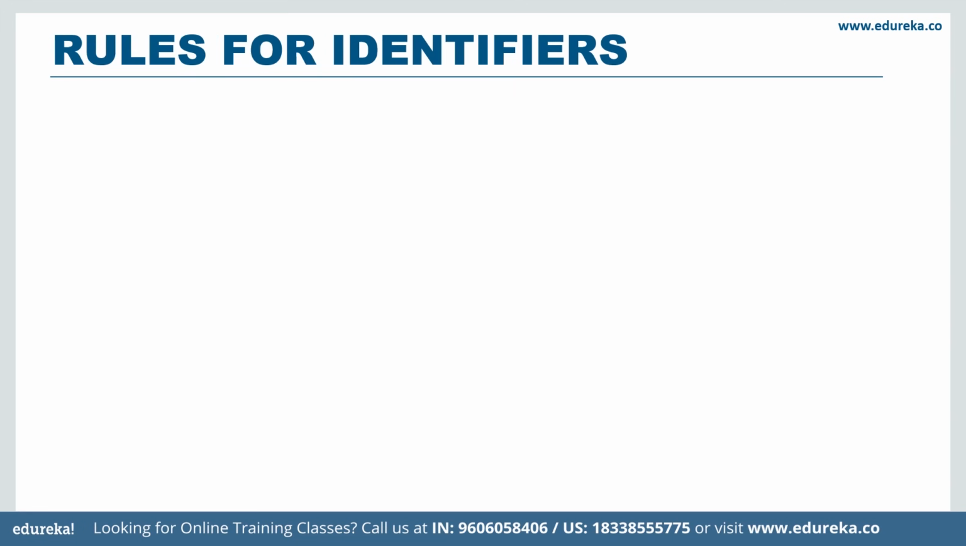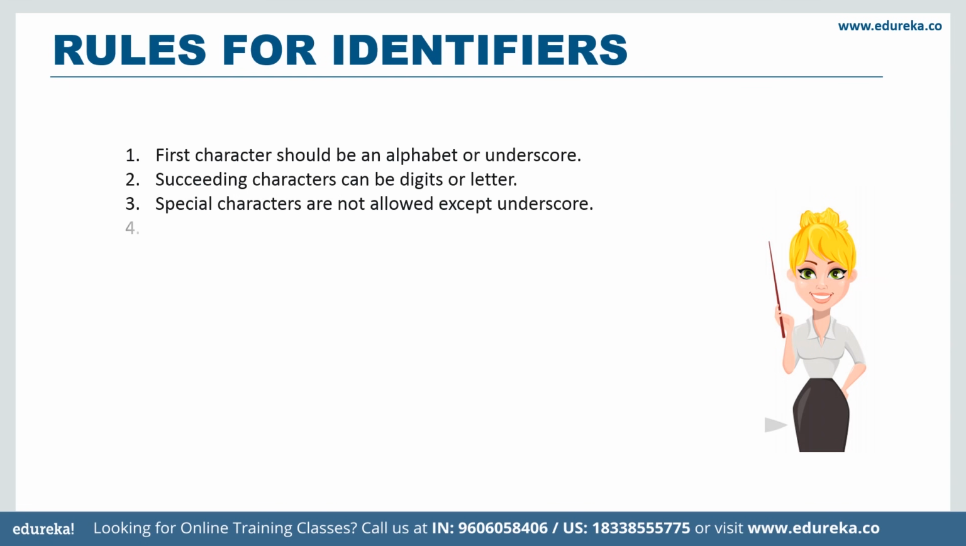Now let us discuss some rules to declare identifiers in a C++ program. The rules are simple. First, the first character should always be an alphabet or an underscore. Second, succeeding characters can either be digits or letters. The third rule is that special characters are not allowed except the underscore. And the fourth and final rule is that identifiers should not be keywords.